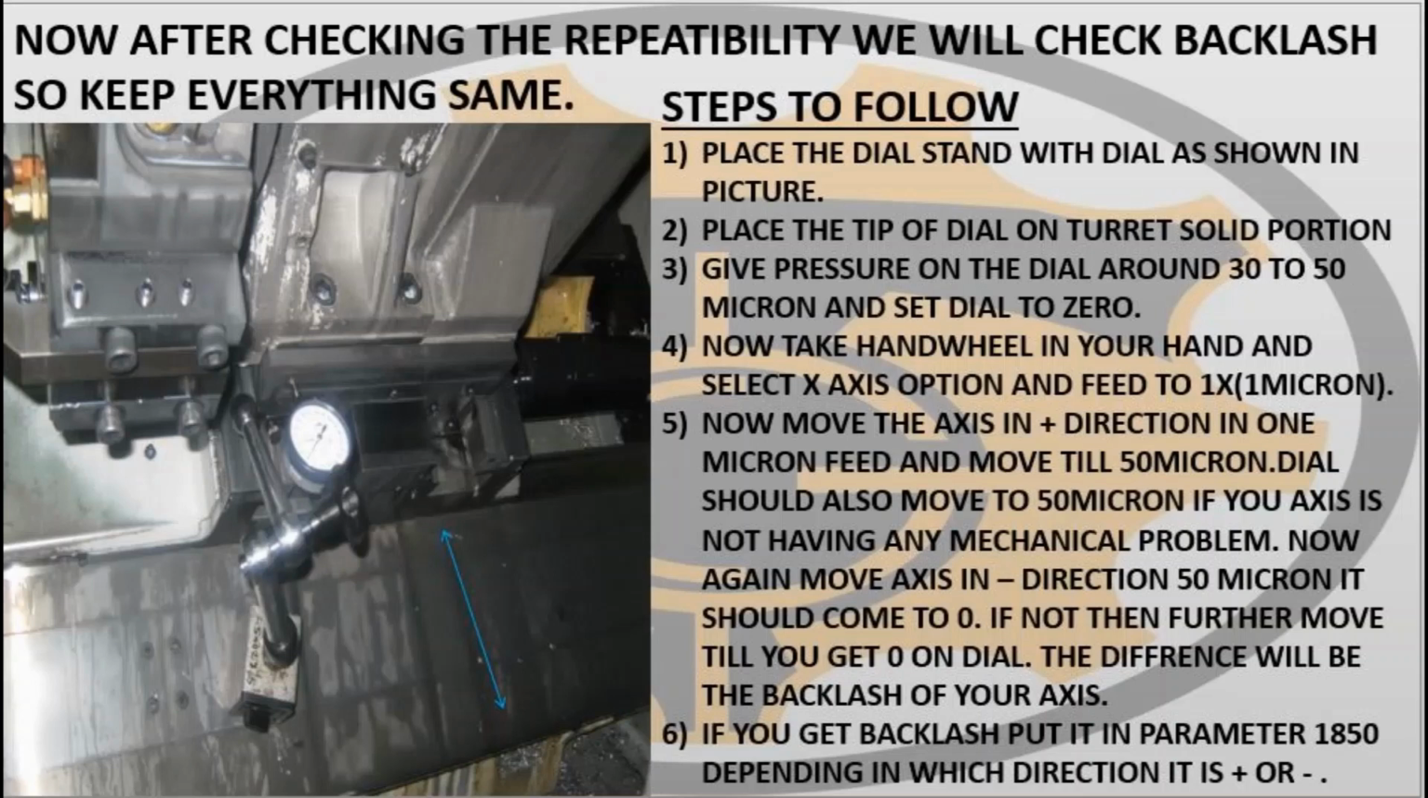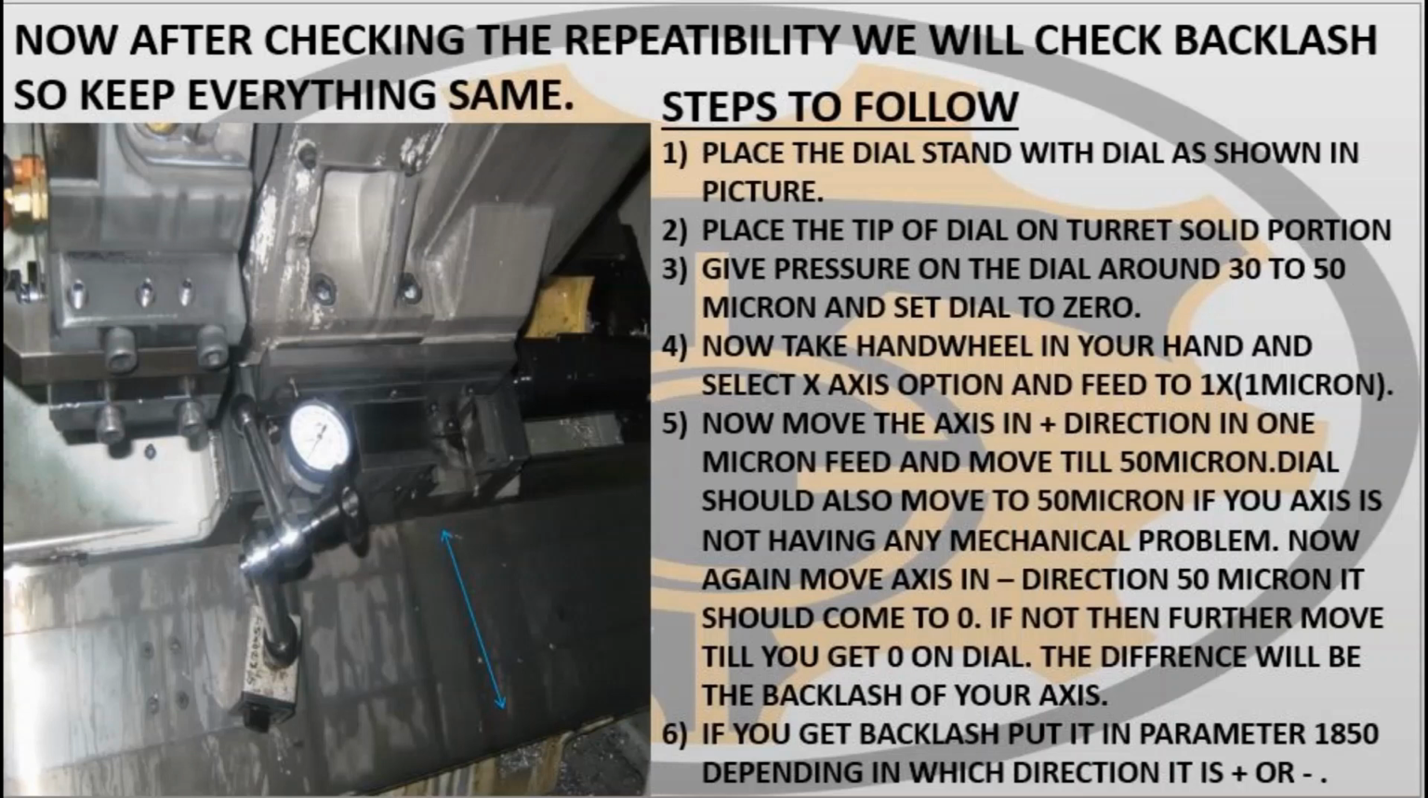After moving it to 50 micron, check the position screen and the dial. If both are 50, then it's okay. Then do the reverse, minus direction movement, and it should come to 0. If it is coming to 0, then you are not having any backlash. If the dial is not coming to 0, then you should move further until you get 0 on your dial. So friends, the difference will be the backlash of your axis.